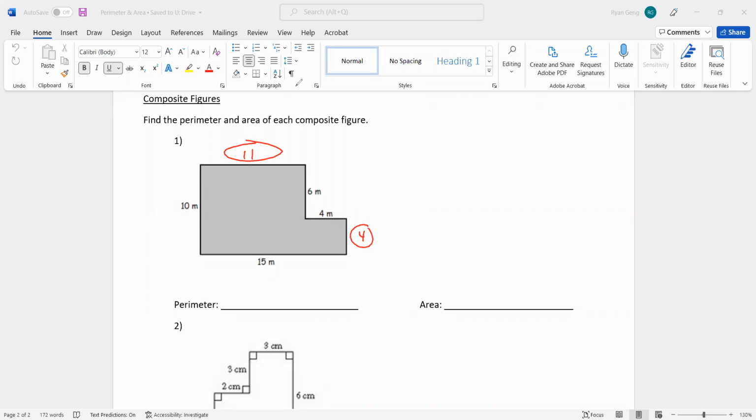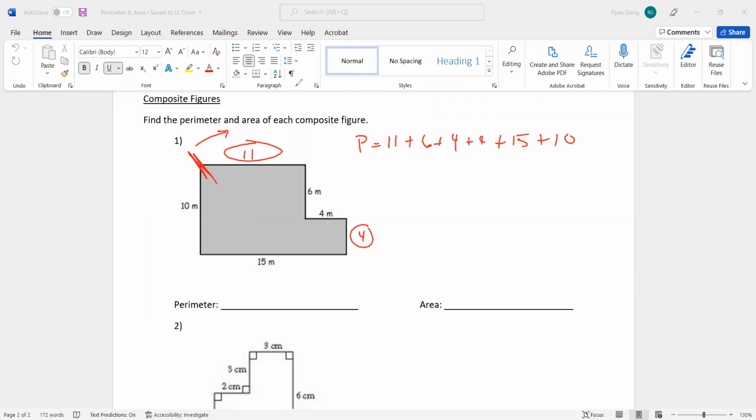Perimeter should be as easy as just adding them all up. Now, here's what I do see some people do is they'll add too many sides or forget a side. So I like to mark where I'm starting. So I'll just start here. You can start anywhere, but I'm just going to start here and I'm going to go that way. So the perimeter is 11 plus 6 plus 4 plus 4 plus 15 plus 10. And I've reached that spot again and I am done. Just got to add them up.